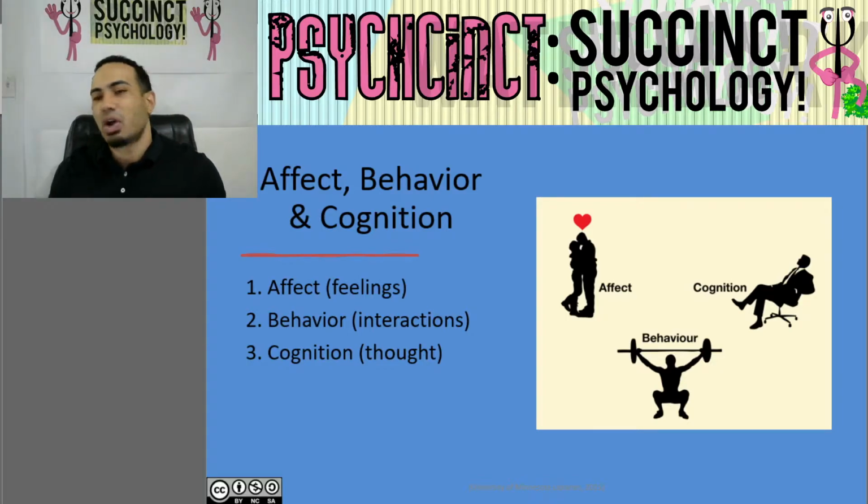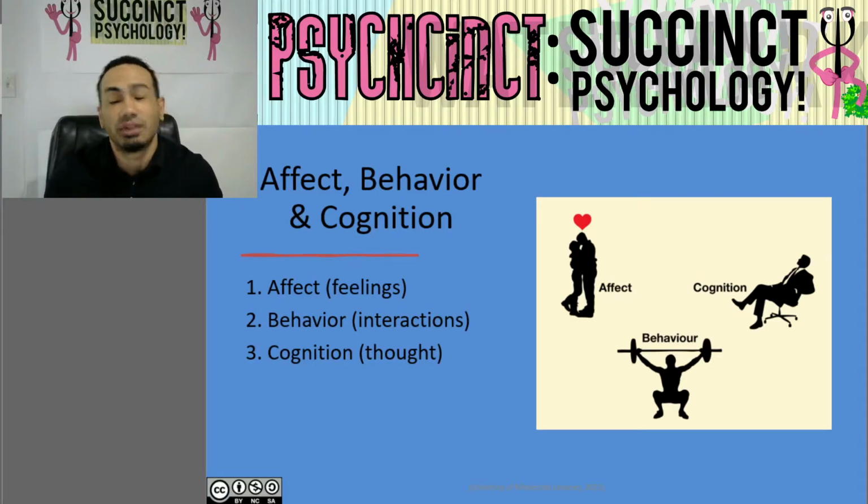So affect, behavior, and cognition are three aspects that directly reflect the idea of social psychology. And that's that social psychology is the study of the feelings, behaviors, and thoughts of individuals in the social situation.